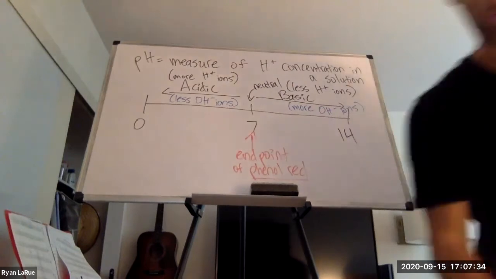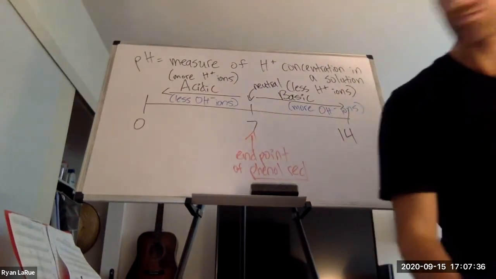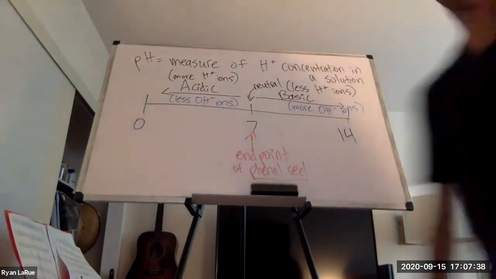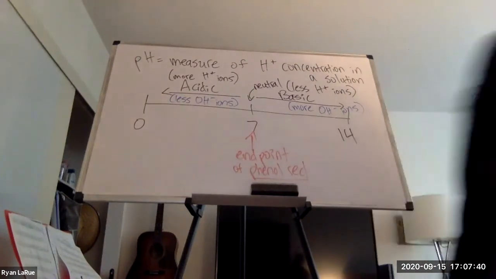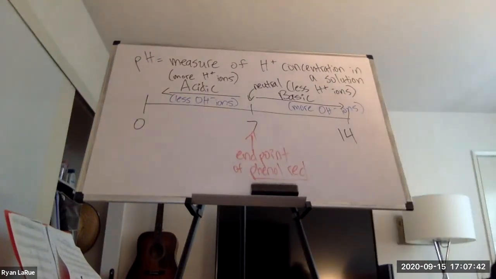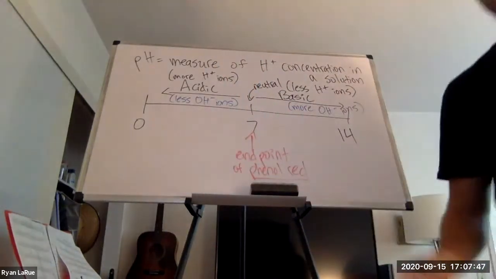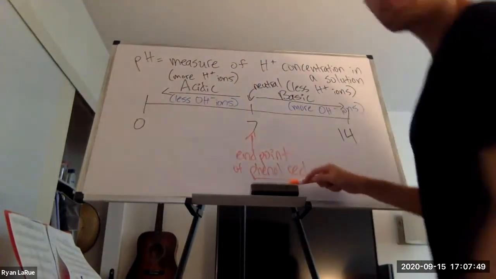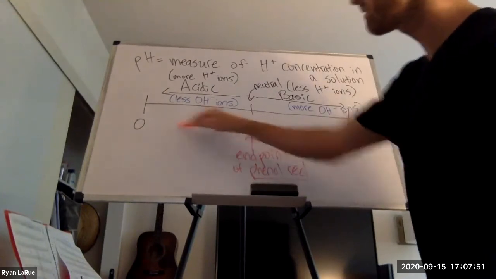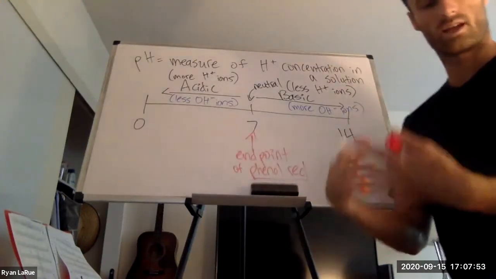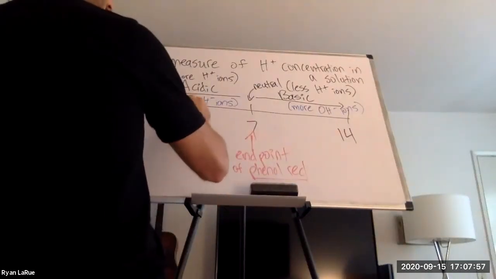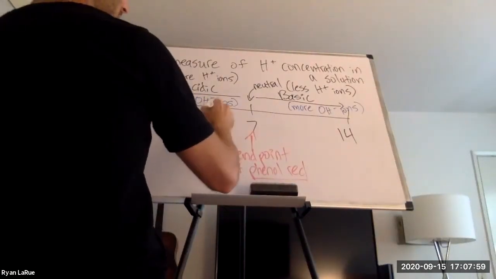Okay, so I have, where's my markers? So I have this orangish marker here. So in the presence of phenol red, an acidic solution will turn yellow orangish. So yellow orange.